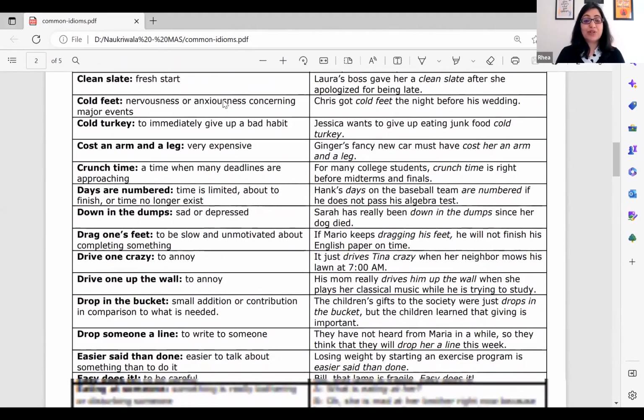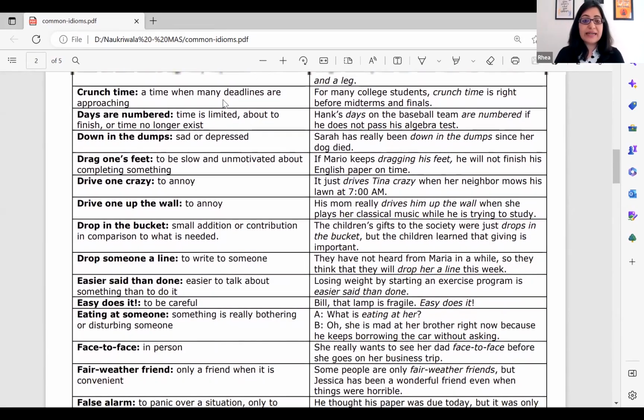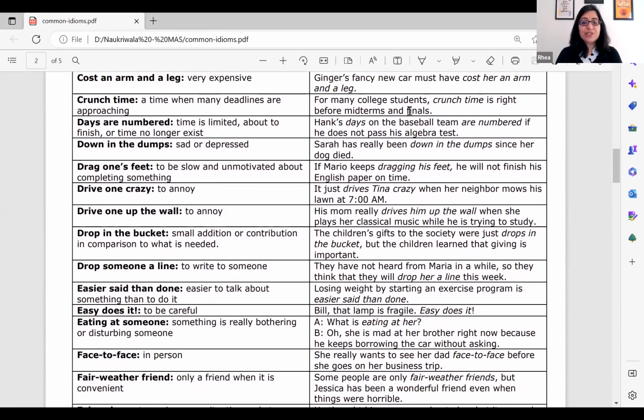Okay, crunch time. So crunch time means when you have very limited time and there's a deadline approaching. So for many students, crunch time is right before midterms and finals. For many students, what happens, they're chilling all day long, and suddenly when it's deadline time, it's exam time, final exam, suddenly they realize, oh, I better start studying now. Hardly any hours or hardly any days are left, right?